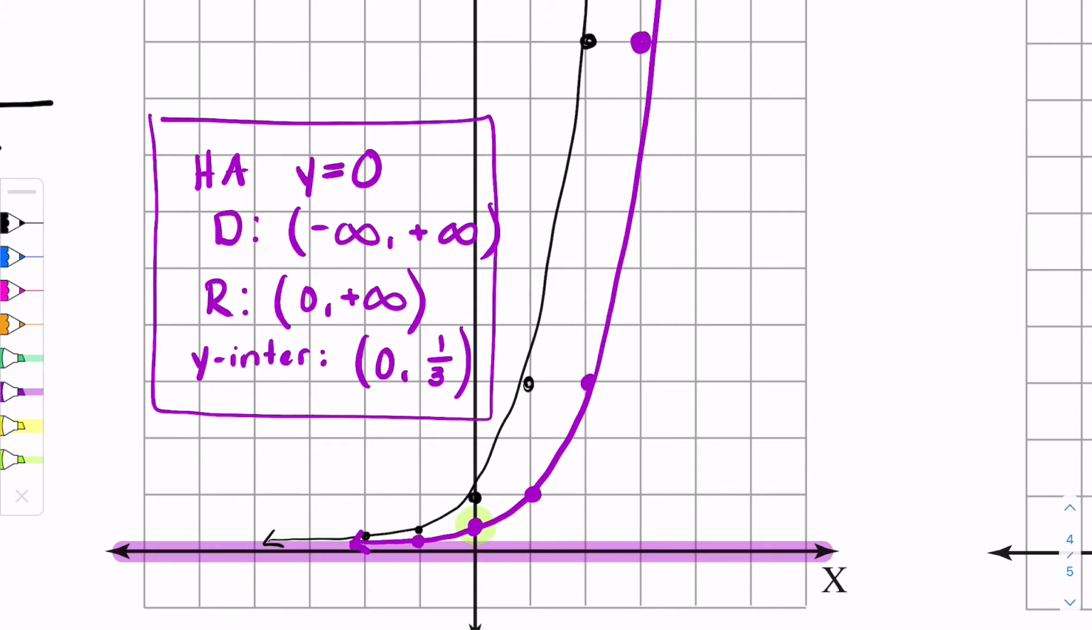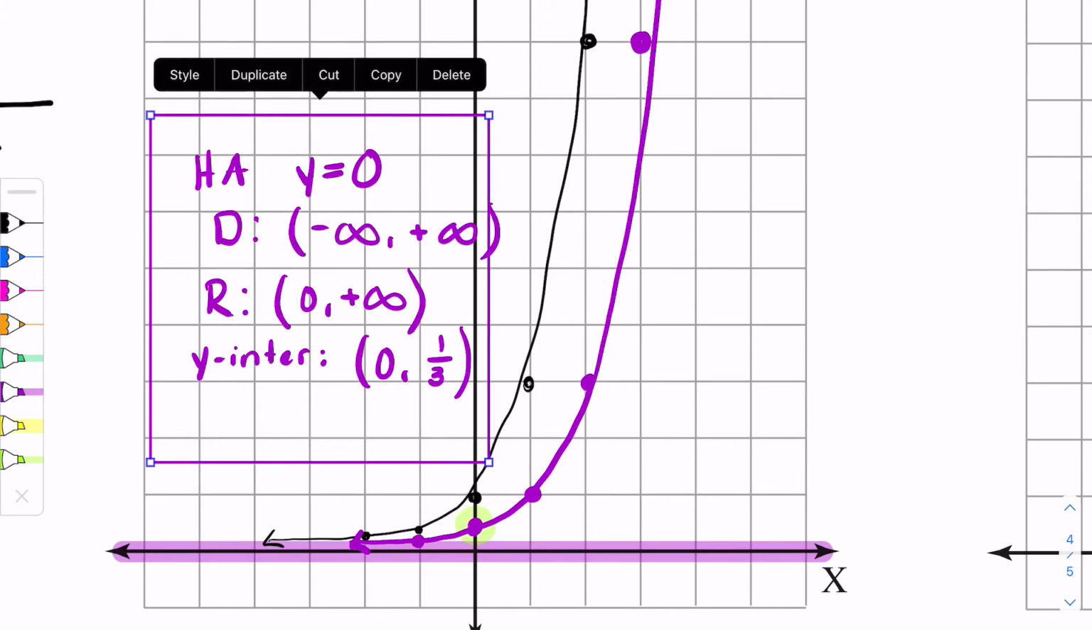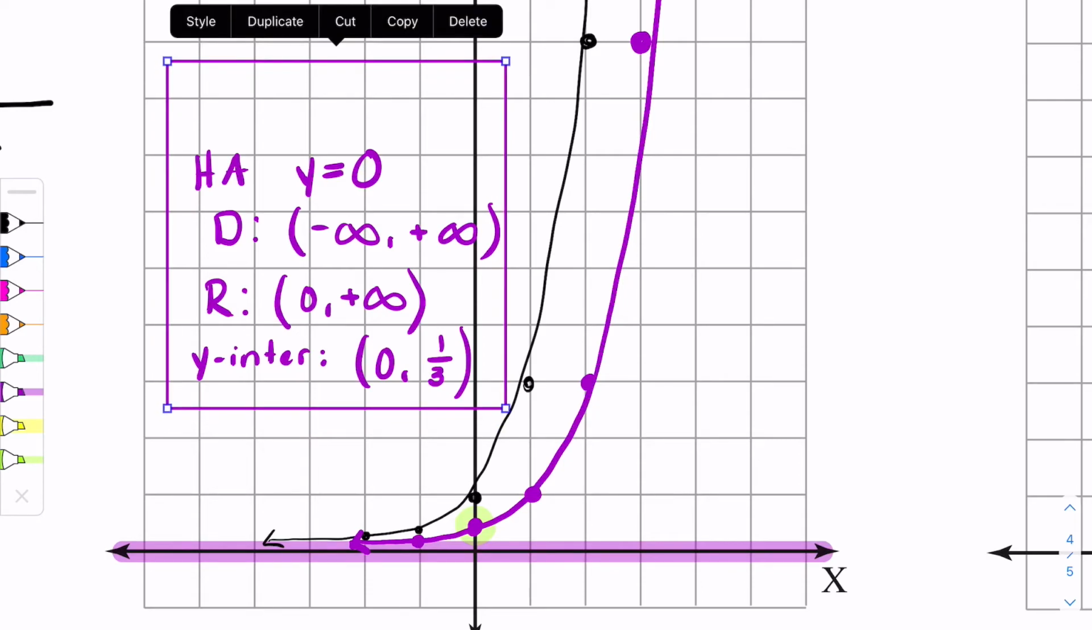You do not have to use the graph for your y-intercept. You can use the original function. In fact, usually I do. I think it's safer to use the original function because you can clearly see what you're looking at. There's your final graph. Here's your final info.